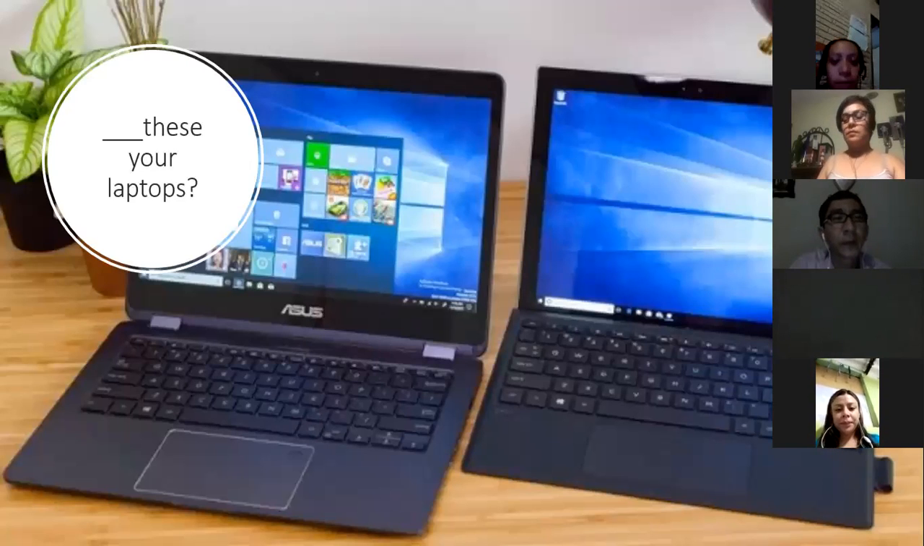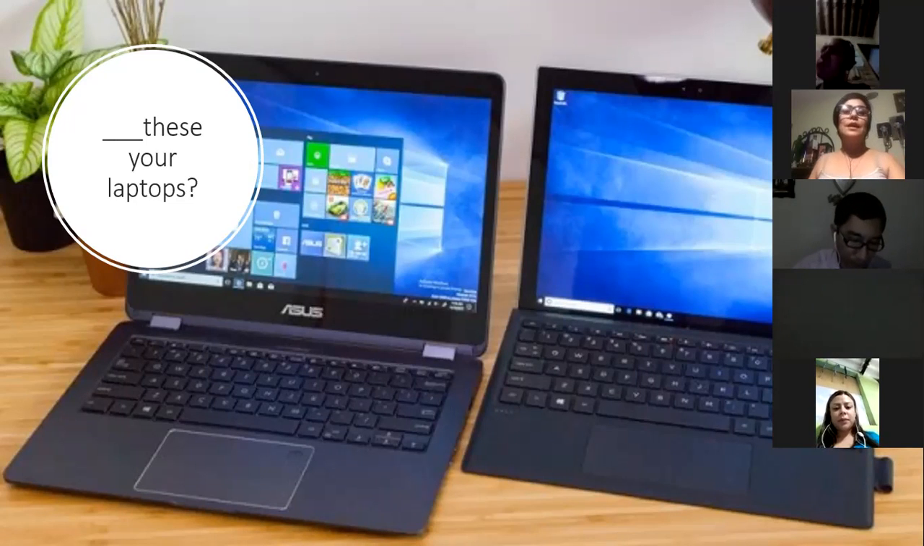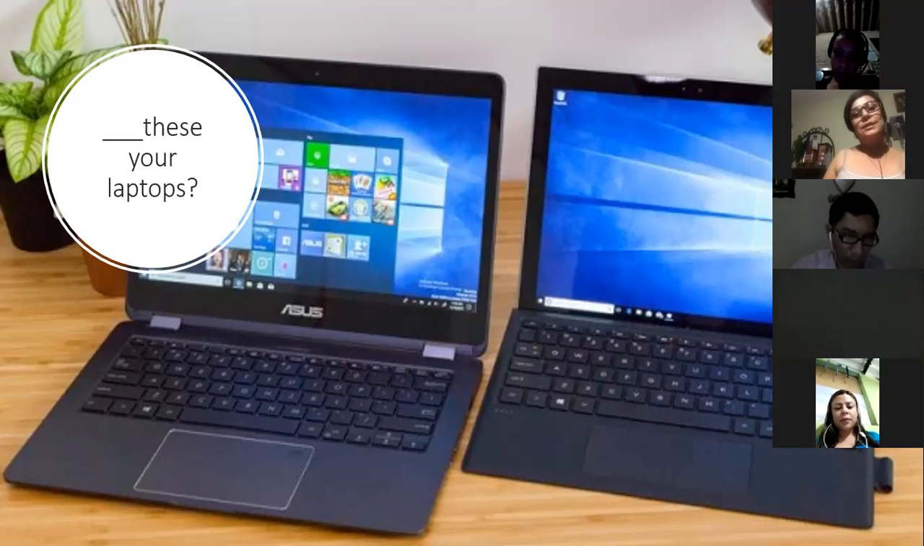Complete la pregunta y hágasela a Tania. Are these your laptops? Tania, are these? Yes, they are my laptops. Excellent, Tania. Ya está en la plataforma viendo la clase, ¿verdad? En las dos laptops. Very good, all right.